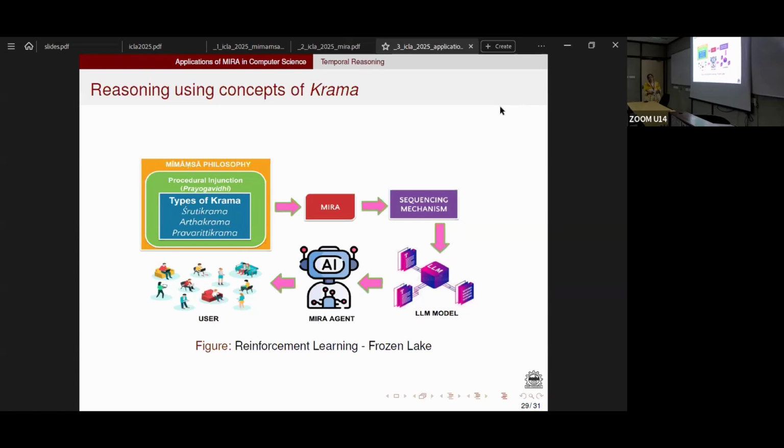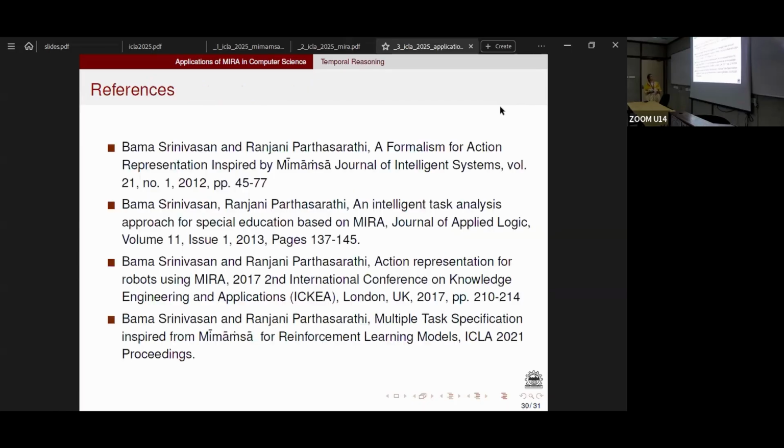Pravritti Krama. Pravritti Krama does not make any sense, maybe it is Pravritti Krama or something like that. Yeah, that's a mistake. So this work will be presented on the 4th of this month during one of our sessions.